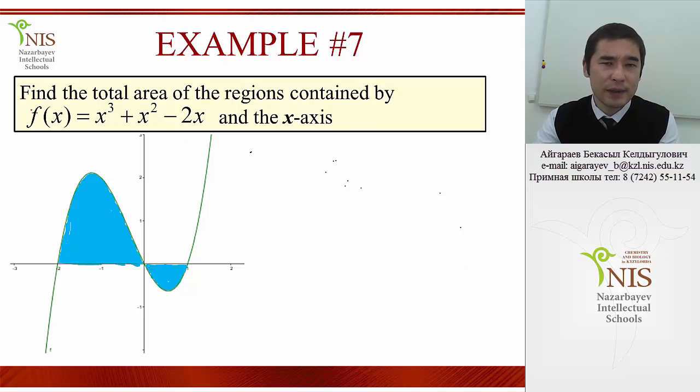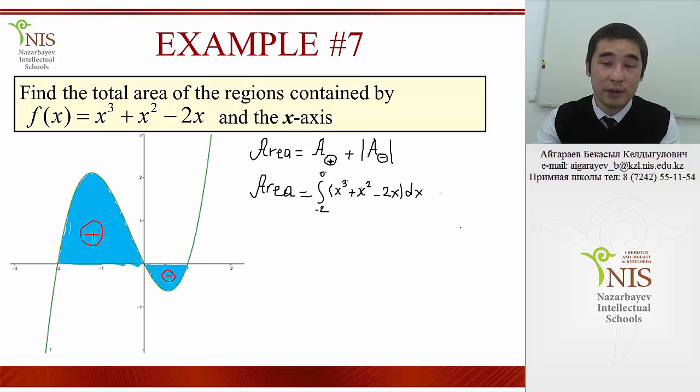Okay, let's go to the next example. Here, find the total area of the regions contained by f of x equals x cubed plus x squared minus 2x, and the x-axis. As you can see, this area is positive, and the one below the x-axis is negative. So for the negative part, we have to use the modulus. So the area will be the area of the positive part plus the area of the negative one, which will be in modulus.